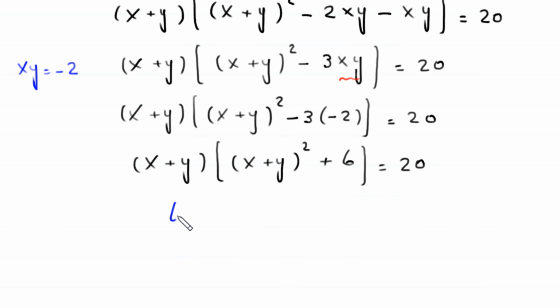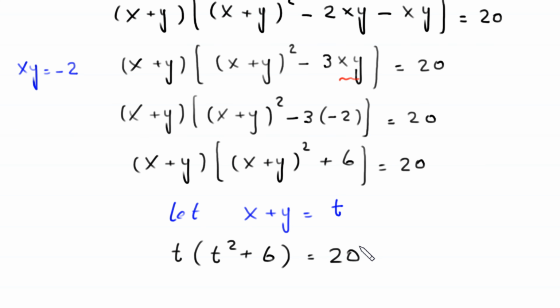Now we suppose that x plus y is equal to t. So this equation will become t times t squared plus 6 is equal to 20.